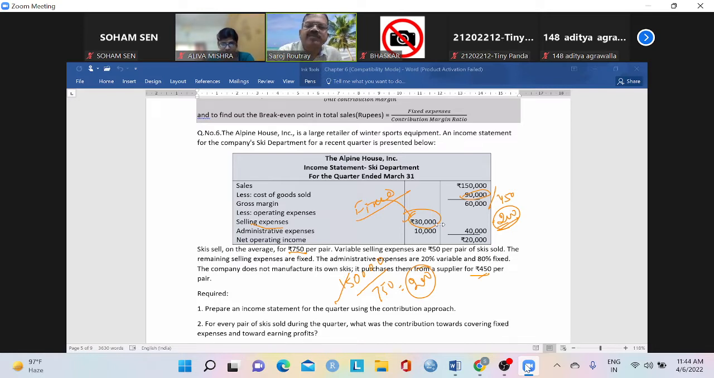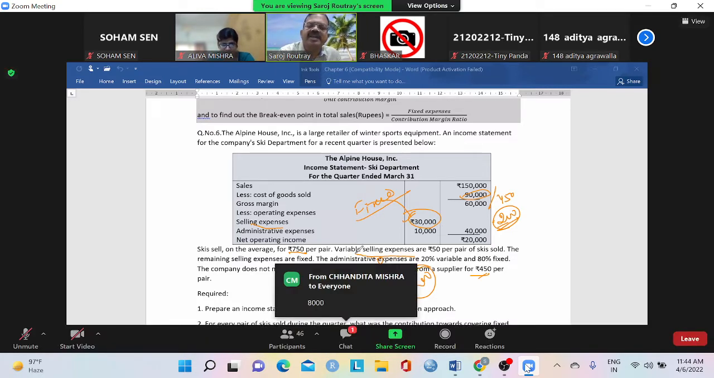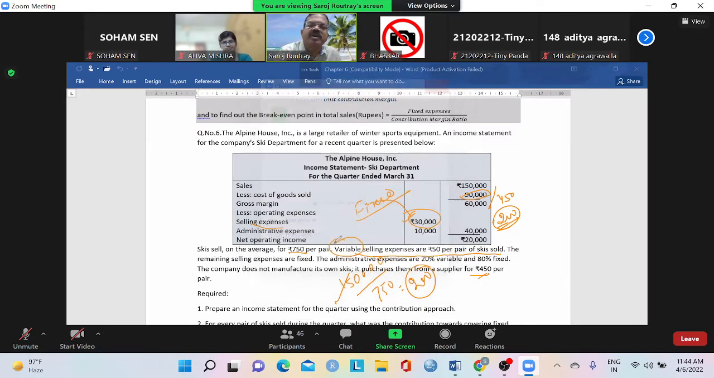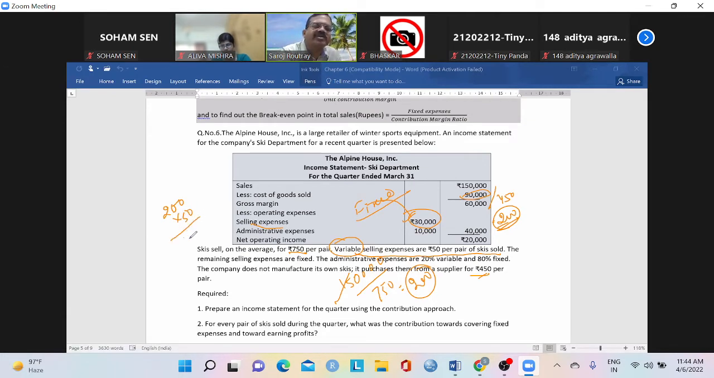See, here it is very clearly given that selling expenses are 50 per pair of skis, which is variable. You are saying that 200 skis were sold. 200 into 50, variable is 10,000. And your total selling expenses is 30,000. From 30,000, if you deduct 10,000, the rest is your fixed selling expenses, that is 20,000. So this is how we have to calculate it. 20,000 will be the answer.